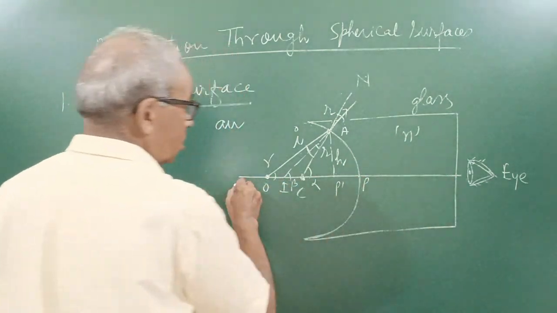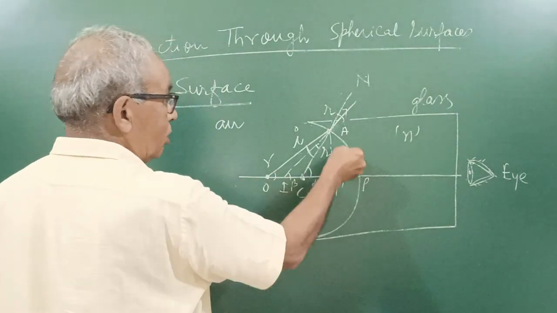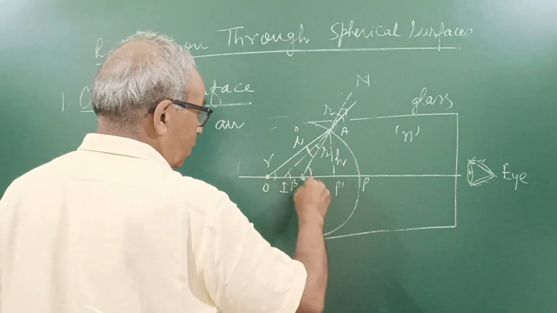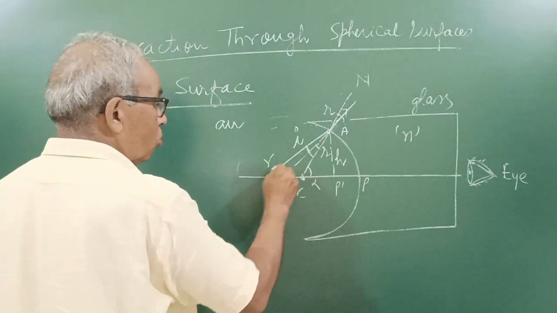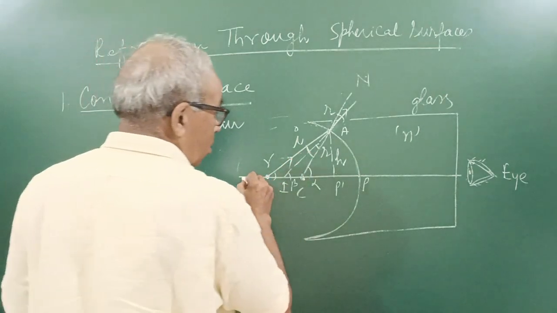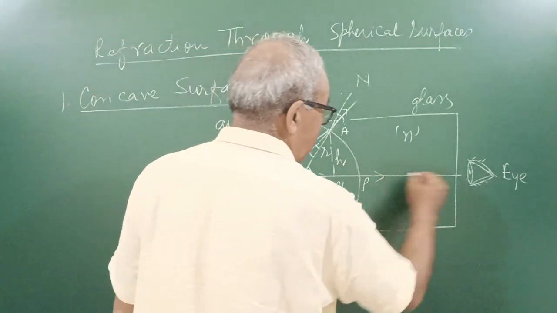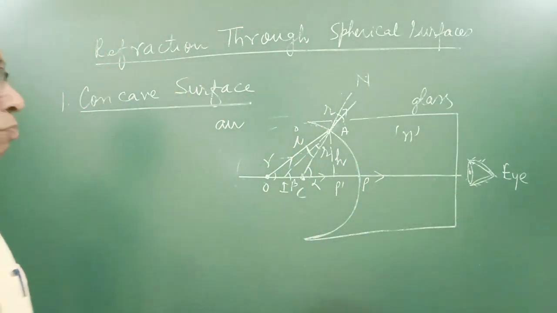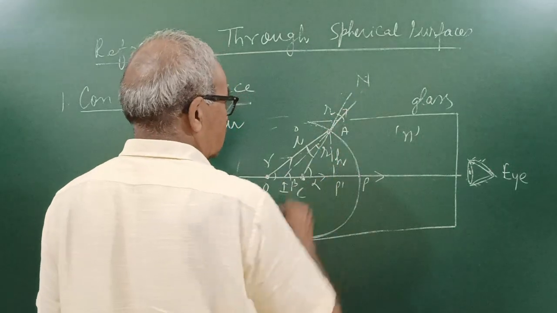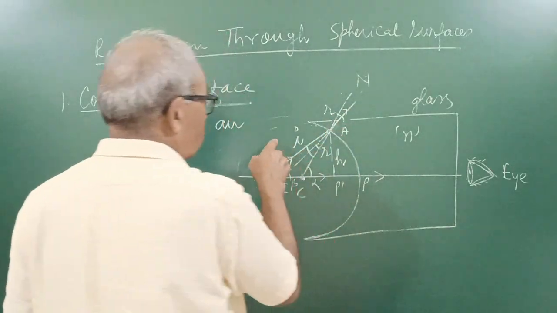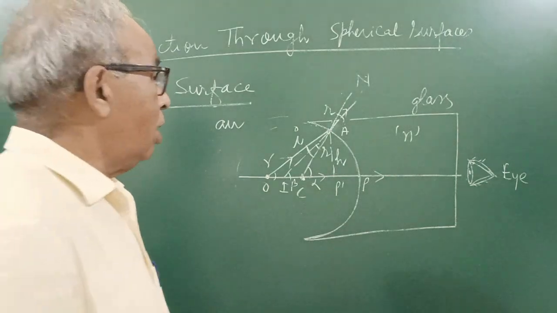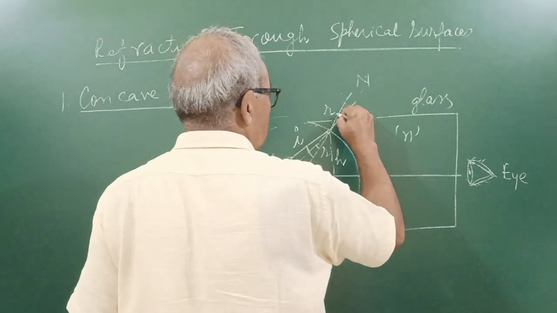Principal axis, pole, center of curvature of this sphere. The center of curvature of this sphere is this C. O is the object. A light ray along the principal axis goes straight because it falls normally. And another ray after refraction bends like this, because it is going from air to glass, it bends toward the normal. So this is the angle of refraction.